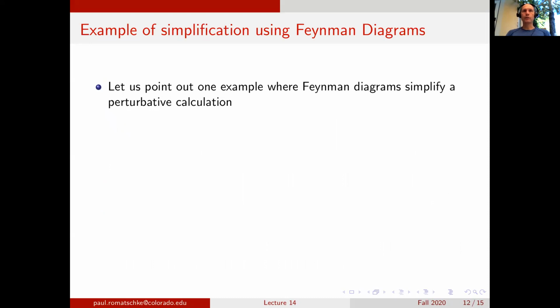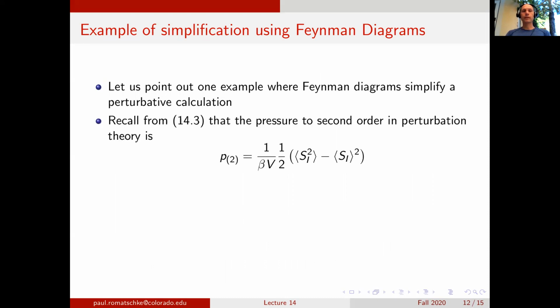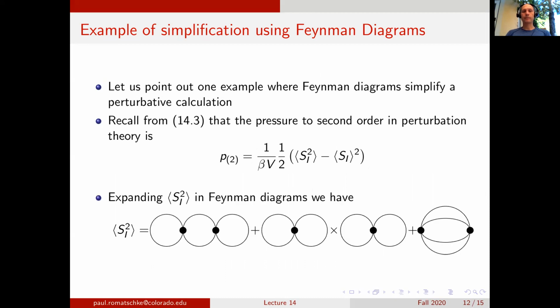However, let us just point out the power of Feynman diagrams in a simple example. To this end, let us consider the second order perturbative result for the pressure, P2, that in the formulation in perturbation theory was given as this expression: the expectation value of the action squared minus the expectation value of the action, squared. If we expand the expectation value of the action squared in terms of Feynman diagrams, we have to remember that second order perturbation theory means two vertices. So we have two dots, and we draw all the diagrams that are possible with two dots.